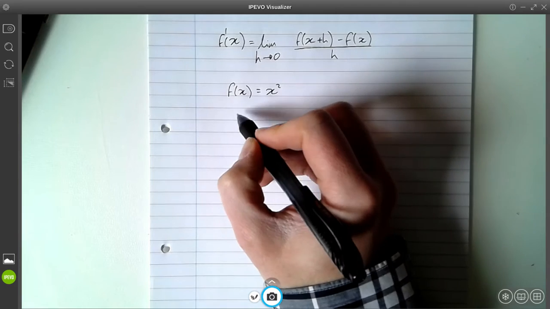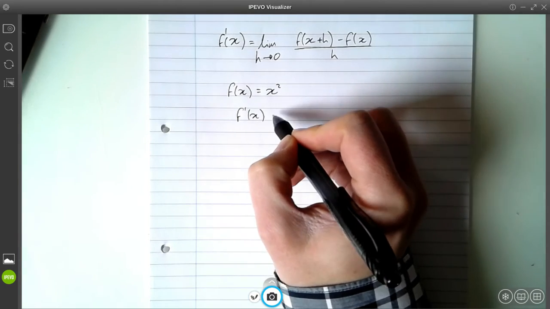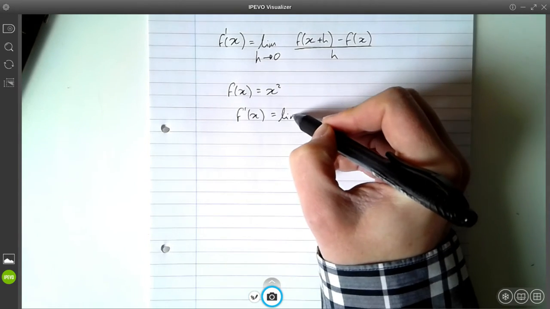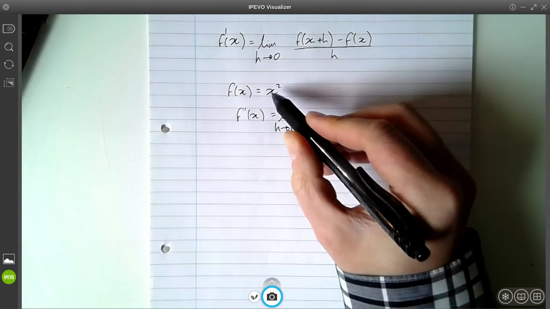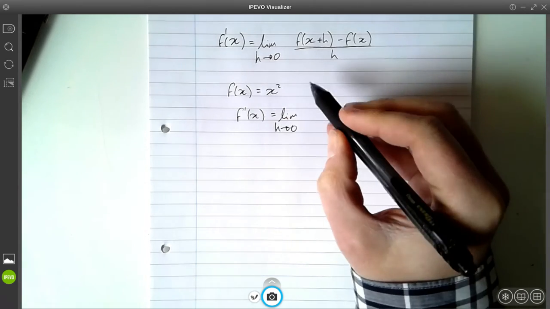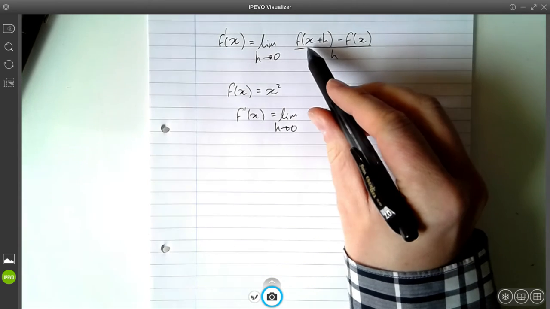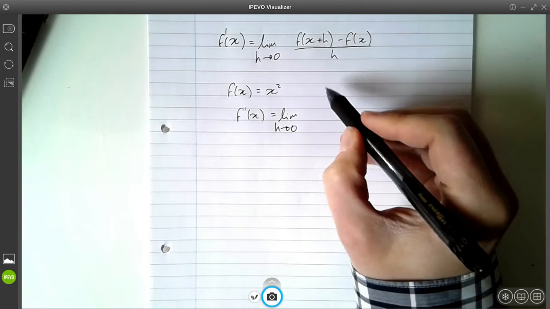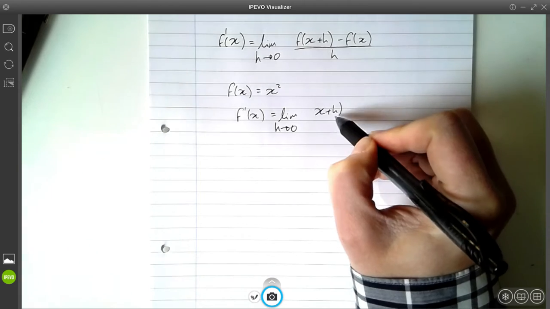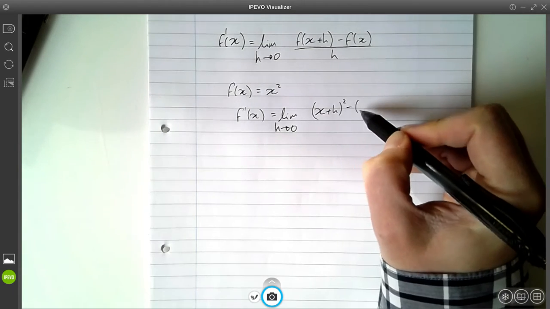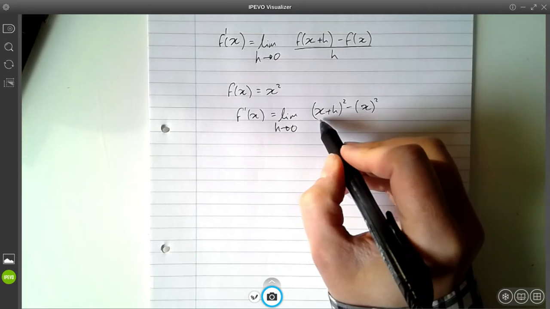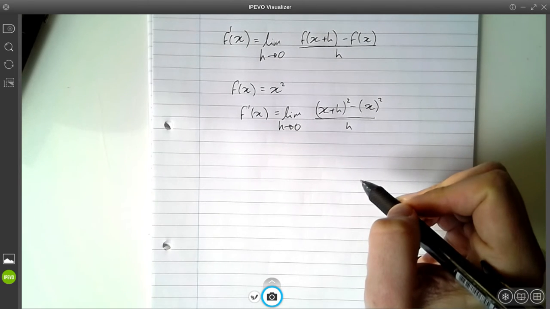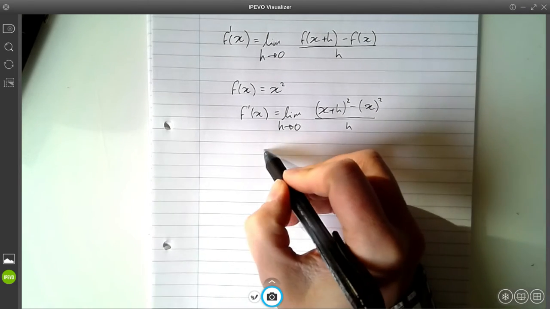So to find f dashed of x, we'll have to take the limit as h tends towards 0 of, well, let's apply this function, but with x plus h in. So it's going to be x plus h squared, subtract, and then we just substitute x in, x squared, all divided by h. Okay, so next up we do some expanding and some tidying up.